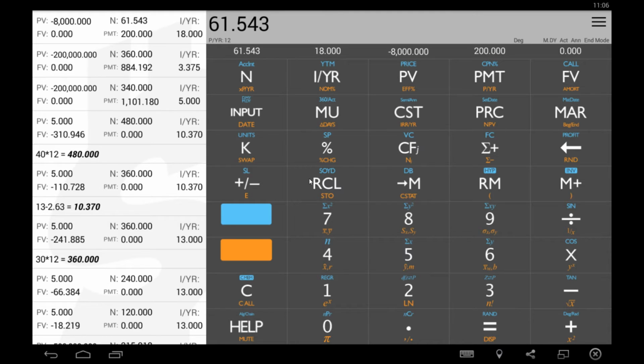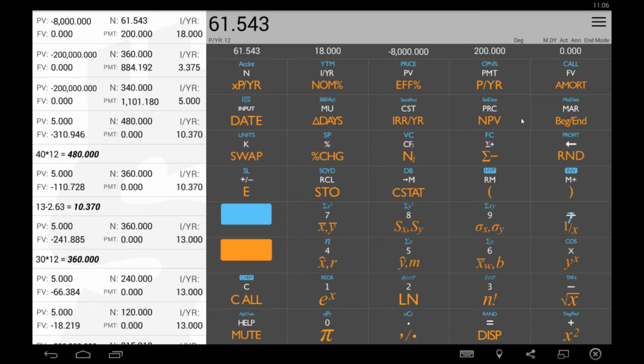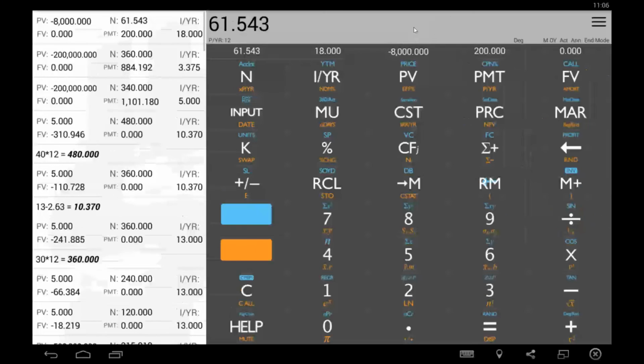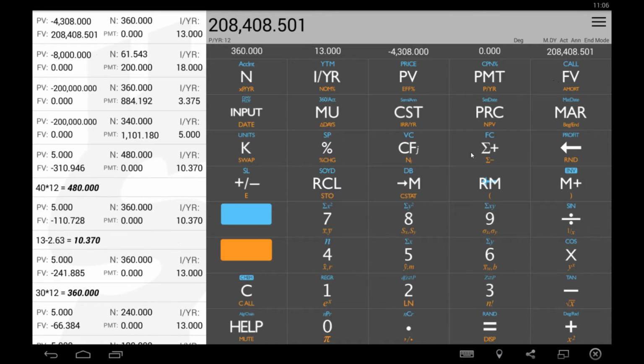Opportunity cost of credit card debt. Total interest paid, we're going to go ahead and look at the amortization, is $4,308. So this is the immediate cost of the interest that you're paying. Let's look at the opportunity cost of that. $4,308 that you paid in interest. Let's say you had invested that at a 13% return over 30 years. What's the real cost of the interest you paid on that debt? $208,000.